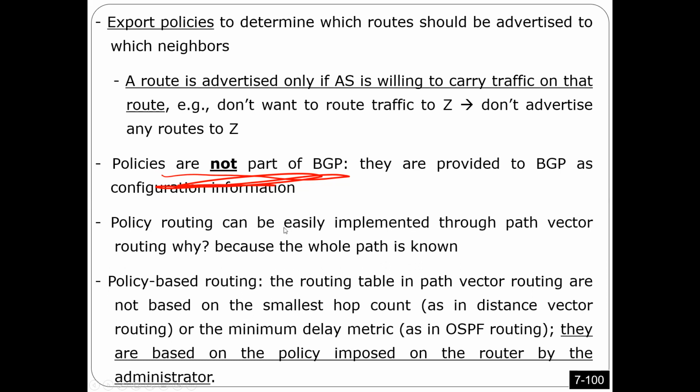Yeah, so here policy routing can be easily implemented through path vector because you know the whole path. So again, it's not gonna be the smallest number of hops. It's not gonna be based on the minimum delay. It's mainly routing based on the policy imposed on the router by the administrator.